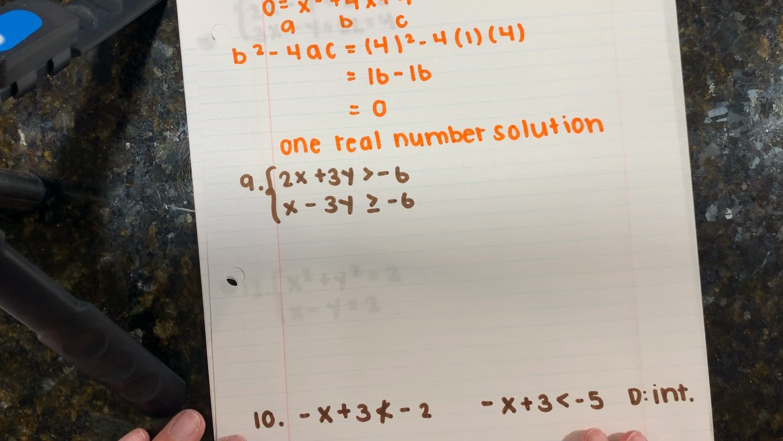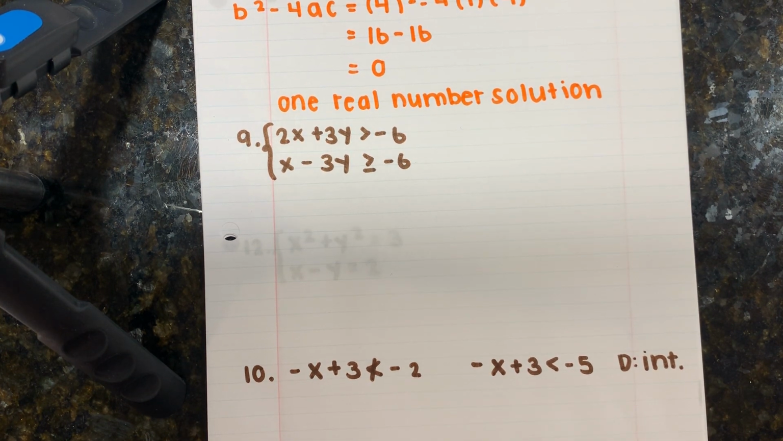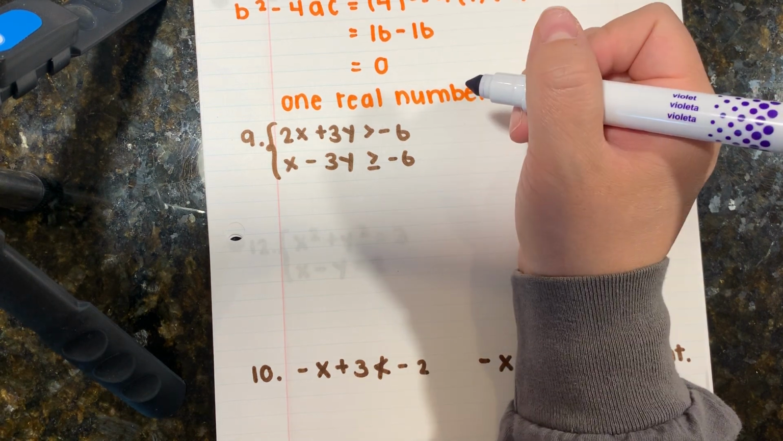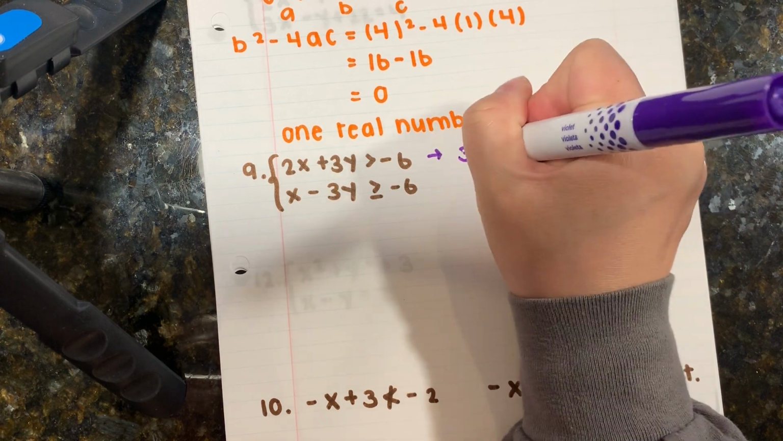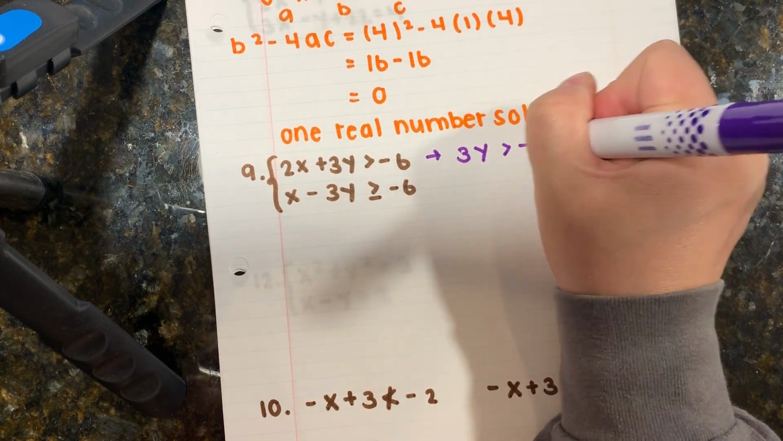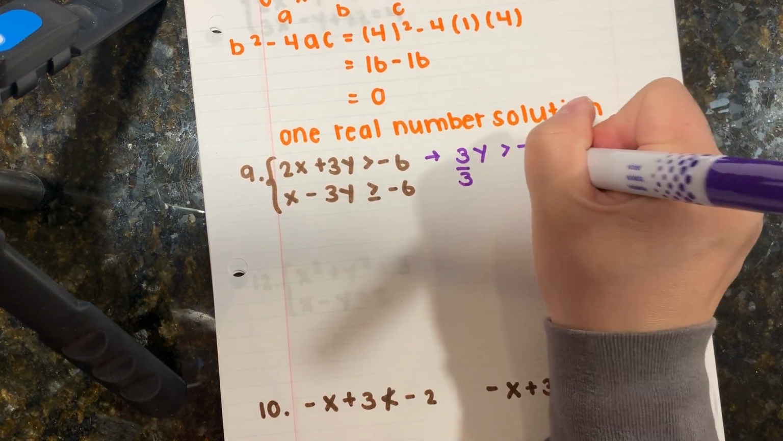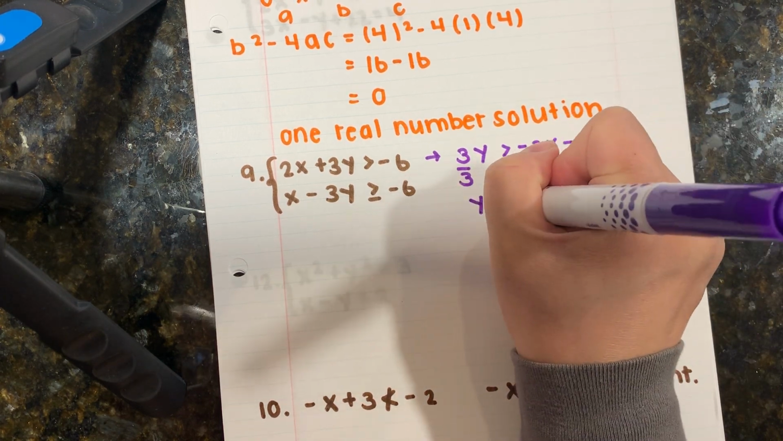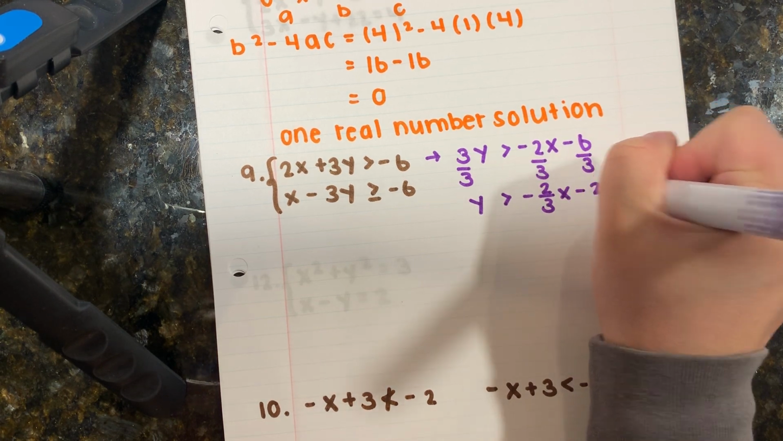Okay, so now we're going to look at number 9. Before I can do number 9, I have to graph. So I need to set this equation equal to y. So the first thing I'm going to do for this one is move the 2x to the other side. So that would be 3y is greater than negative 2x minus 6. Then I'm going to divide by 3. Should give me y is greater than negative 2/3 x minus 2.